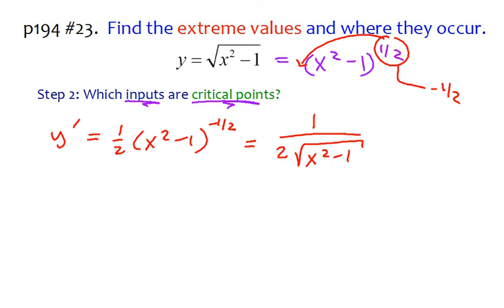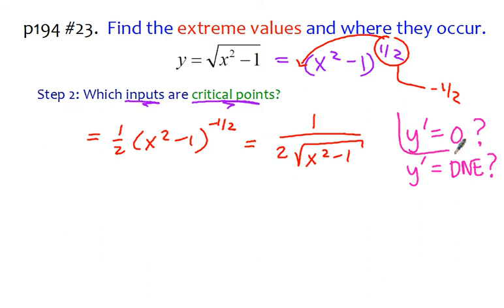Okay, and we would like to simply figure out, are there any points that make the slope equal to 0? Are there any points where the tangent line doesn't exist, where the slope does not exist? Okay, so let's explore. To start off with, let's see what happens if I put 0 for y prime, just to see what happens.